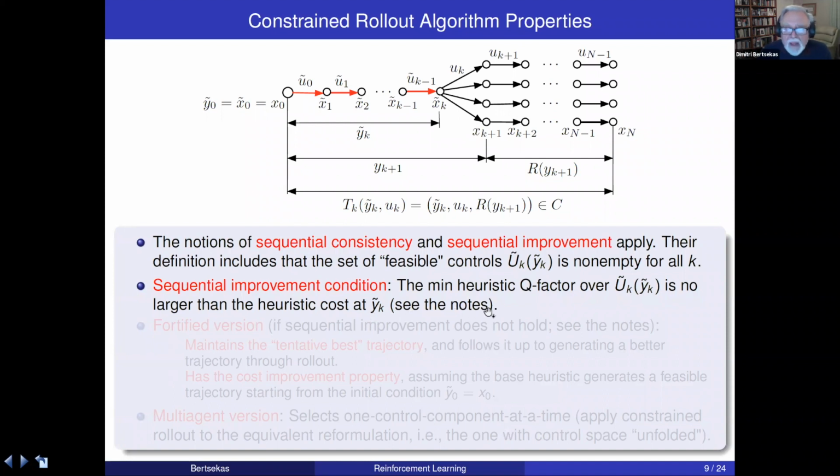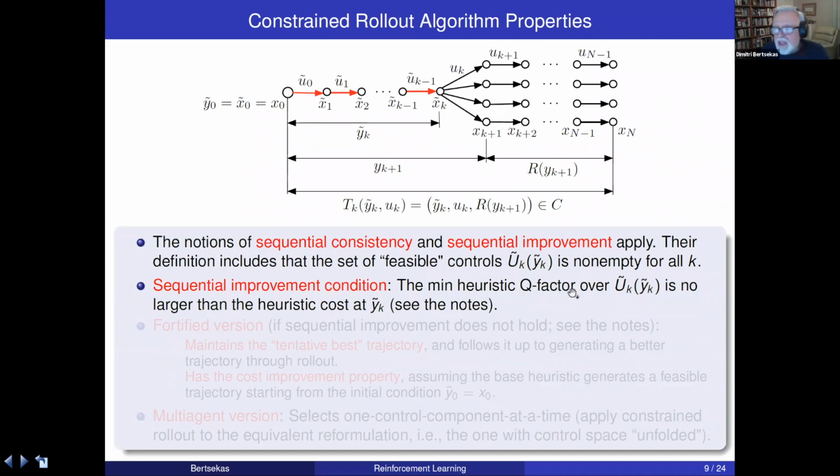Okay. Now your notes have the details of this, but I'm just summarizing this here. In other words, it's the same kind of definition for sequential improvement as before, except that this property here of minimum heuristic Q factor is no larger than heuristic cost at y tilde is satisfied with a minimum taken over the ones that are feasible. In other words, we just discard the infeasible trajectories, and we define sequential improvement in a natural way.